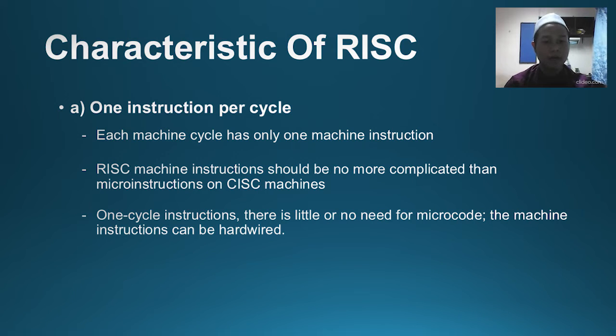That means a RISC machine instruction should be no more sophisticated than a micro instruction on a CISC machine and should execute at a similar speed. With simple one cycle instructions, there is little or no need for microcode. The machine instruction can be hardwired. Such instructions should execute faster than comparable machine instructions on other machines because it is not necessary to access a microprogram control store during instruction execution.